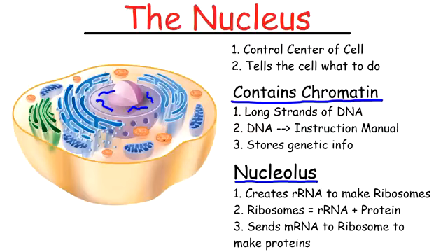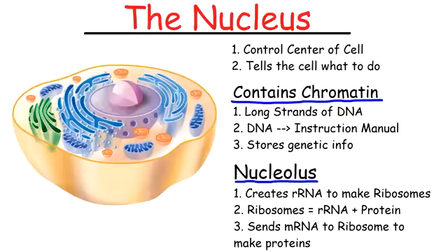And the DNA is basically the instruction manual or the blueprint of the cell. It stores the genetic information of the cell. And so within the DNA, you have the instructions on how to make the proteins, how to make the individual organelles of the cell, and what they need to do.